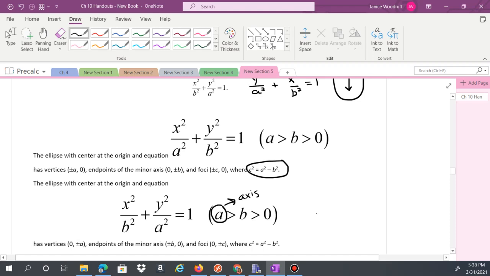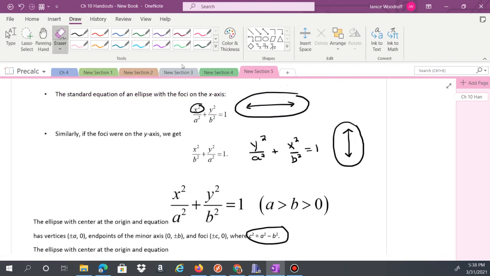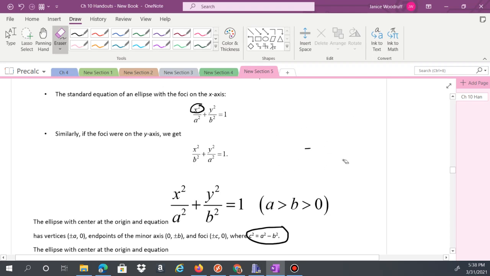Actually, I have an example of this before we get to this. So let me come back here with these guys here. Okay, so let's say, for example, we have the equation x squared over 16 plus y squared over 9 equals 1.